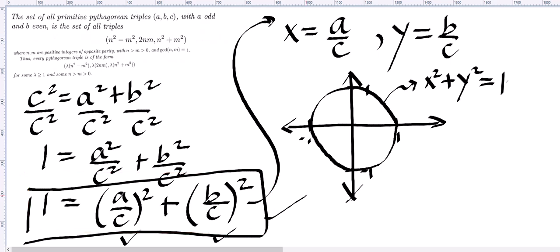Since a, b, and c in the Pythagorean triple are all integer solutions to the Pythagorean theorem c squared equals a squared plus b squared, we are now sure that x here is a rational number a over c, and y is another rational number b over c. We shall make use of this, knowing that finding all the Pythagorean triples is equivalent to finding all rational points on the unit circle x squared plus y squared equals 1.